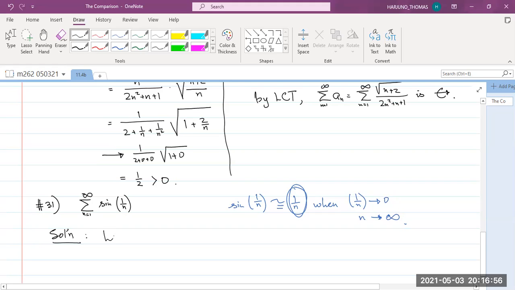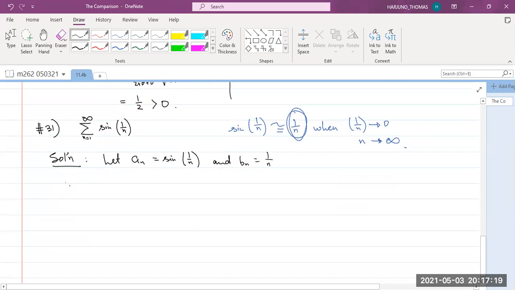Let a sub n be sine 1 over n, and b sub n is 1 over n. By the way, make sure that the series is actually non-negative, make sure it's positive. Now then, a sub n over b sub n will be sine 1 over n over 1 over n.